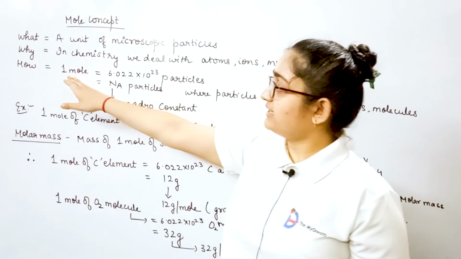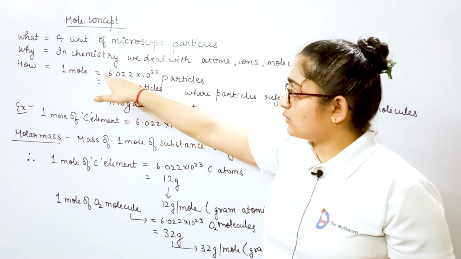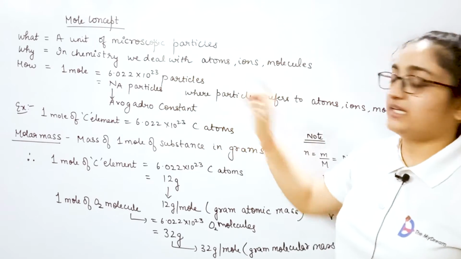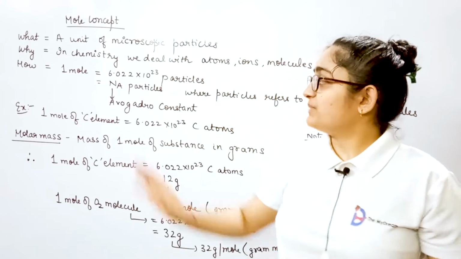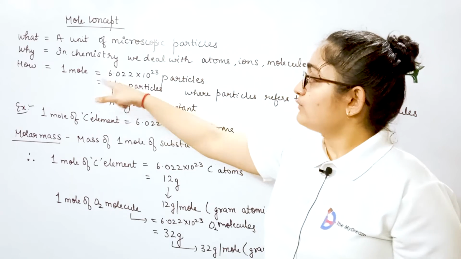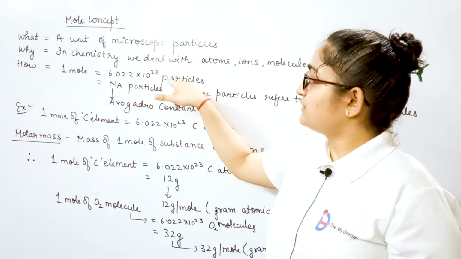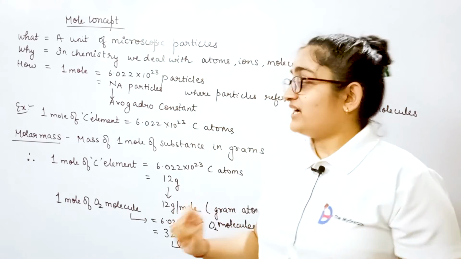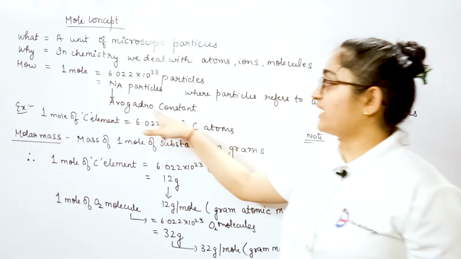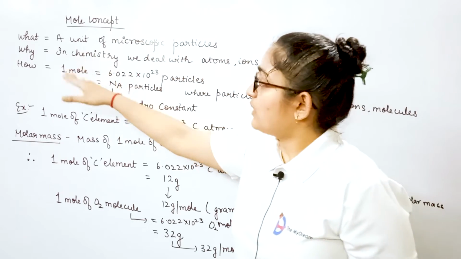Here I have written 1 mole. So what exactly does 1 mole refer to? 1 mole is equal to 6.022 into 10 to the power 23 particles. This is what 1 mole is. You can also write it as equal to Na particles. This Na refers to Avogadro's constant. So this is what 1 mole is basically.